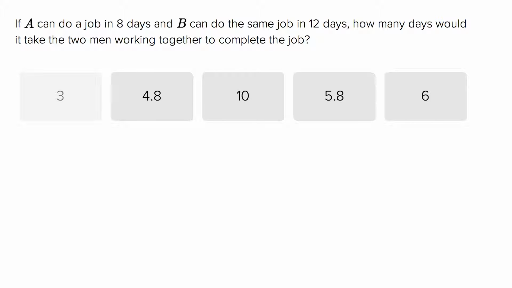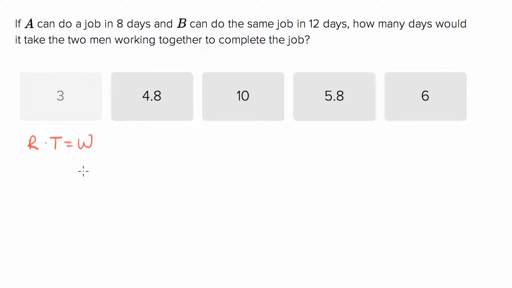This is a really cool problem. It's a rates and work problem, meaning you're given machines or people that can do a certain amount of work in a certain amount of time. And the equation that governs all of this is: the rate that they're working at times the amount of time they work equals the amount of work that they do.